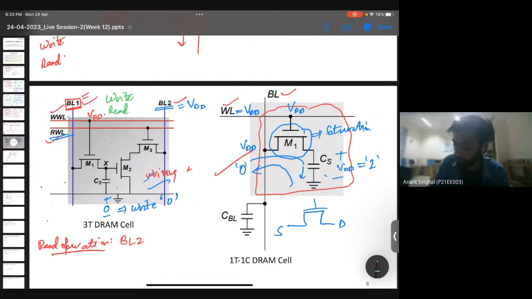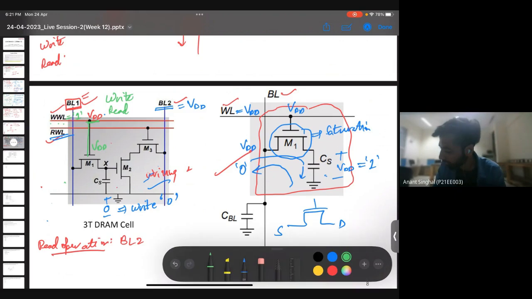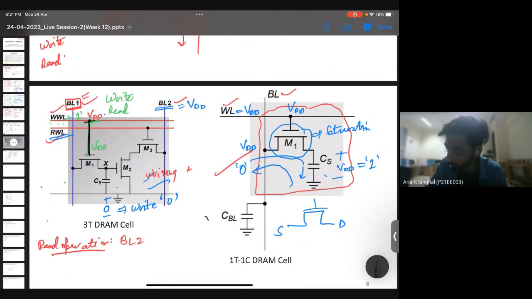In write, this write word line is set to 1. So 1 means VDD. You can see this VDD will come here. Let me use some different thing, it is not visible. So this VDD will come here. This will always be VDD during the write operation.